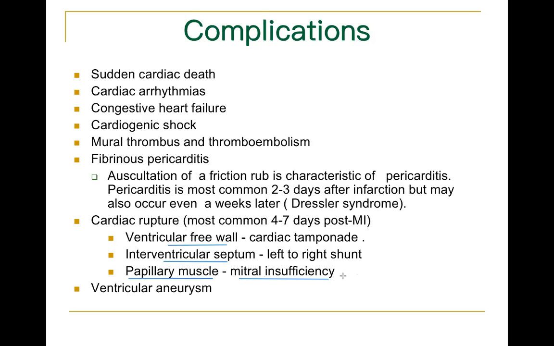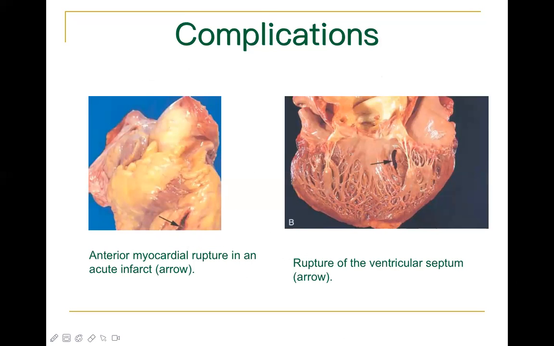Now, another one is a very late type of complication that is called ventricular aneurysm. Aneurysm is an outpouching, because that area which is dead is weak, much weaker than other areas. So over a period of time, it slowly outpouches because of persistent pressure inside the ventricle. So these are some of the important complications. Now let's see some of the pictures here.